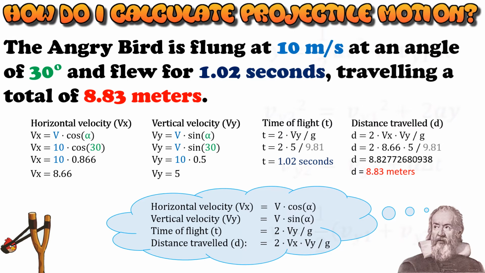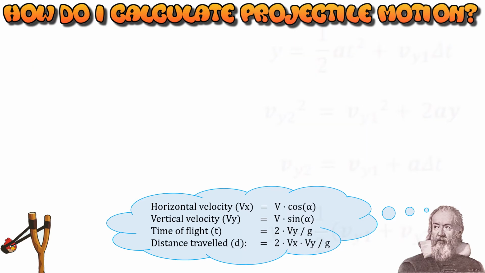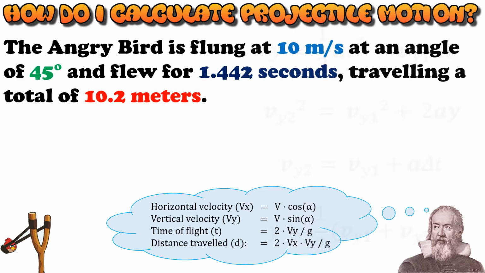Now let's take a look at another test. The Angry Bird is flung at 10 meters per second at an angle of 45 degrees and flew for 1.442 seconds, traveling a total of 10.2 meters.